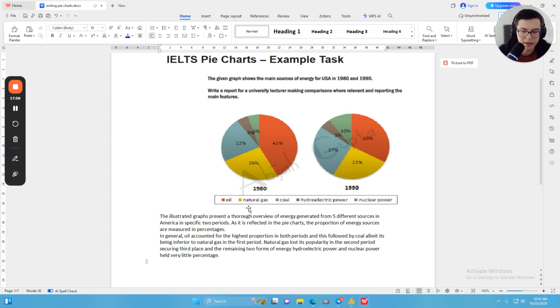So let's get started. I'm going to write my first paragraph with the adverb "specifically". Specifically, that means I'm particularly talking about one exact element, oil. So that is a great way to refer to something specific, because like we said in our general section, oil accounted for the highest proportion.